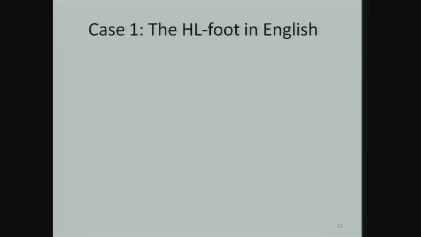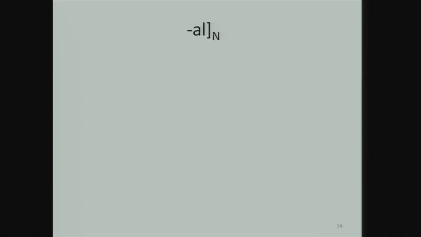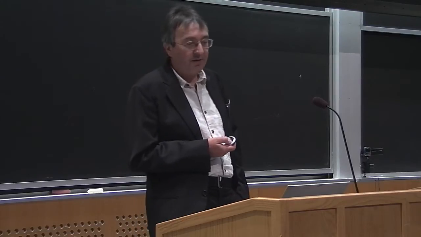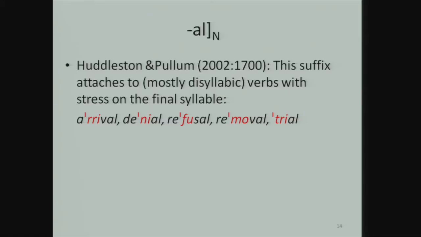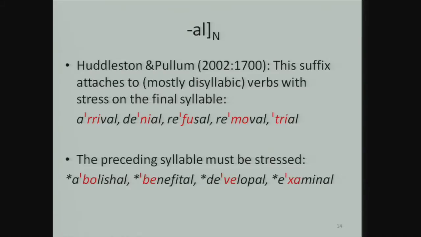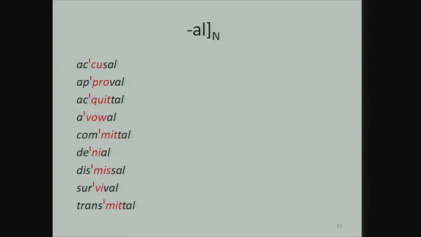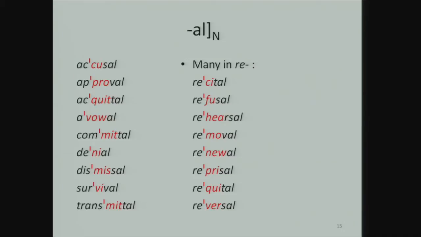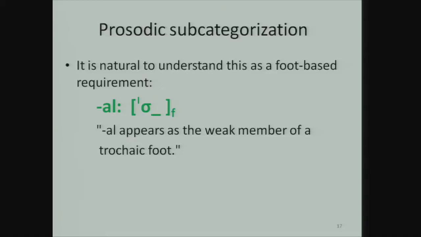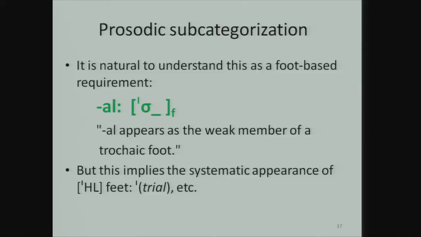A very simple case arises in English. The heavy light trochaic foot, for example, the nominalizing suffix al that attaches to mostly disyllabic words which have stress on the final syllable, so arrival, denial, refusal, trial, all of these, but the preceding syllable has to be stressed, so no abolishal or beneficial are possible. And many formations like that, many in recital, refusal, rehearsal, a formation very productive into the 19th century. Natural to understand this as a foot-based requirement, al appears as the weak member of a trochaic foot. But once you say that, it implies the heavy light trochee for forms like trial. That has to be part of the system.